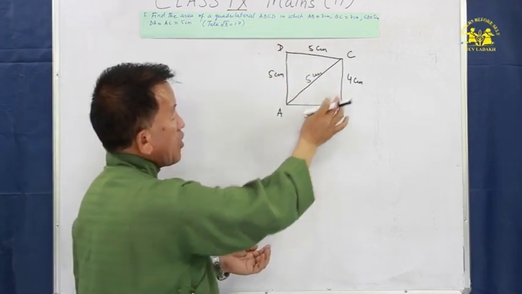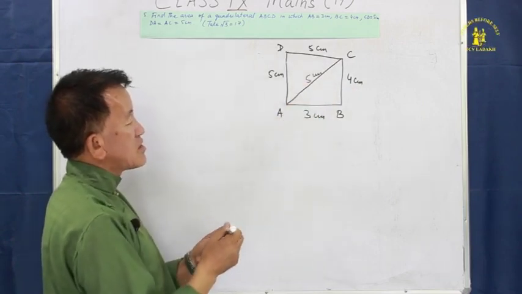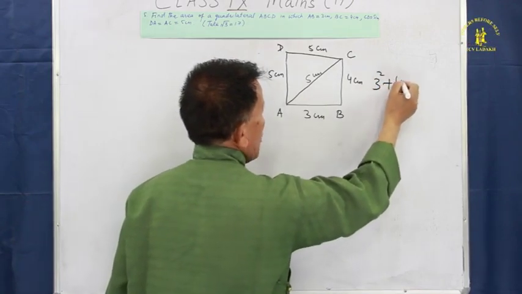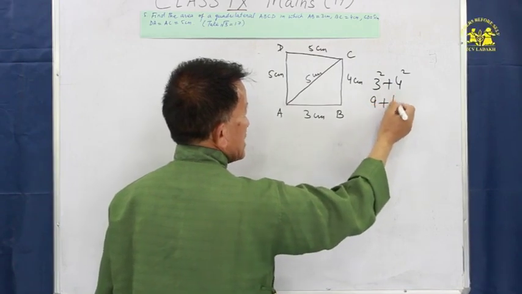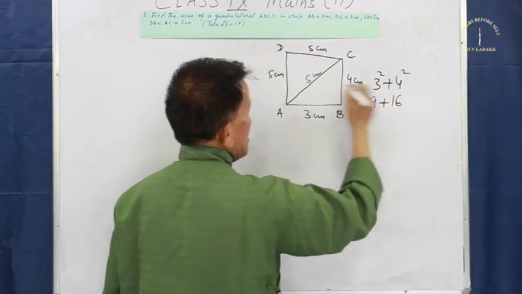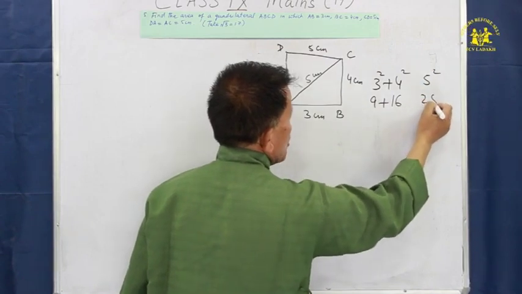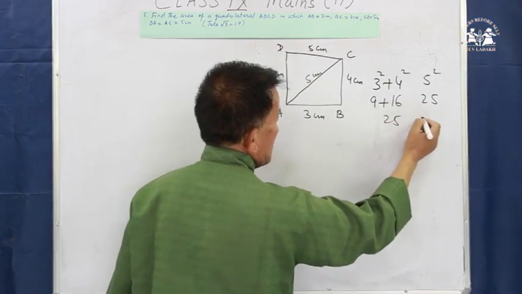Let's square all the 3 sides. If you square all the 3 sides, what will you find? 3 squared plus 4 squared. 3 3s are 9 plus 4 4s are 16. And then the square of the longest side, 5 squared. 5 5s are 25. 16 plus 9 is 25.